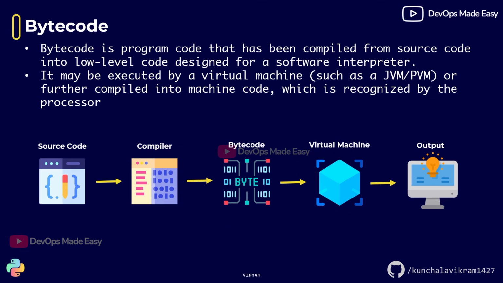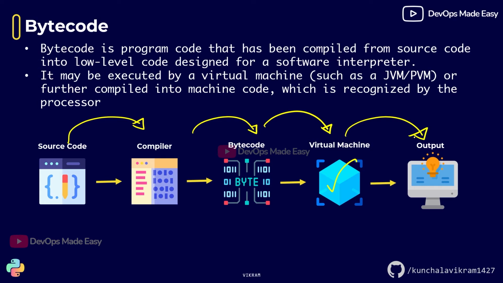Now what is bytecode? Bytecode is program code that has been compiled from your original source code into low-level code designed to be consumed by interpreters. So this low-level code cannot be understood by the CPU yet. It can be understood only by the interpreter. That means the source code is first compiled into bytecode. This bytecode will be consumed by a virtual machine, and this virtual machine is then responsible for converting that bytecode into CPU-understandable machine code. So this virtual machine can be the Java virtual machine, and it can be the Python virtual machine, which is used for Python.